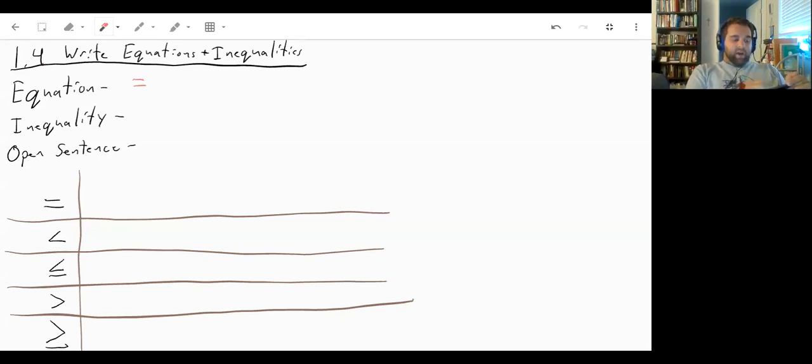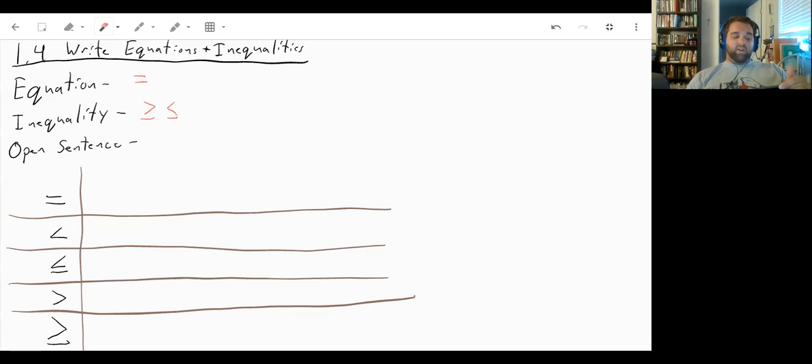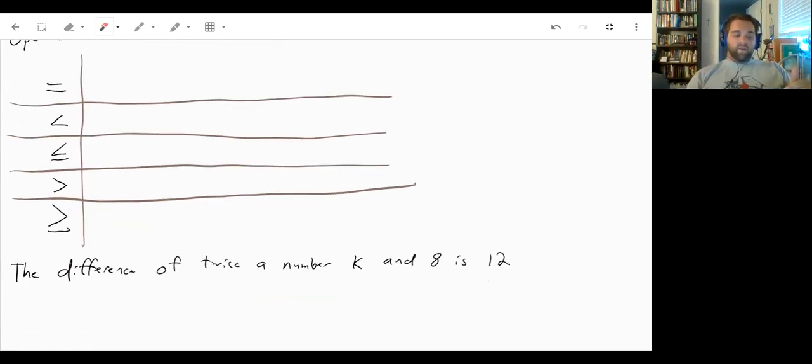So inequalities will either have greater than or less than symbols, or you might have them be greater than or equal to with a bar underneath, or less than or equal to with a bar underneath. An open sentence, your book just defines as an equation or an inequality that contains an algebraic expression. So really, everything that we'll be working with, equations and inequalities, are all open sentences. That's really not a term that's going to come up a lot more, but in case your book spits it out at you, I wanted you to at least know what it is.